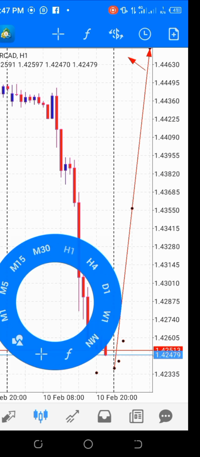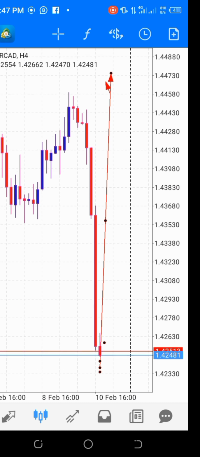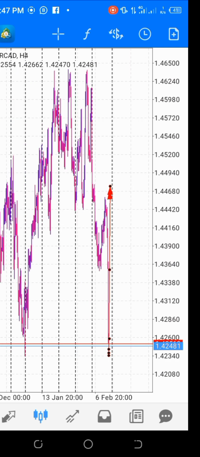That's the 4-hour time frame. That's the 1 hour time frame. If I take 1 hour and the 4-hour time frame, you see this was a very big trading strategy to place a buy here. I hope you understand.